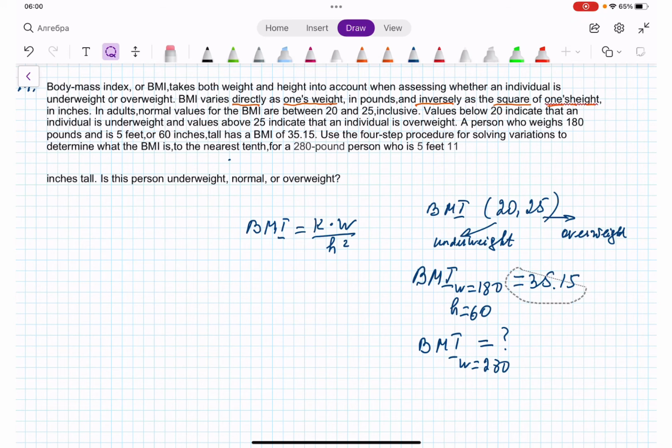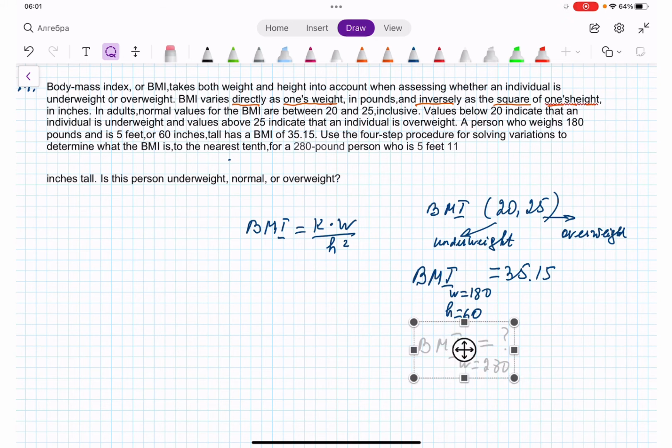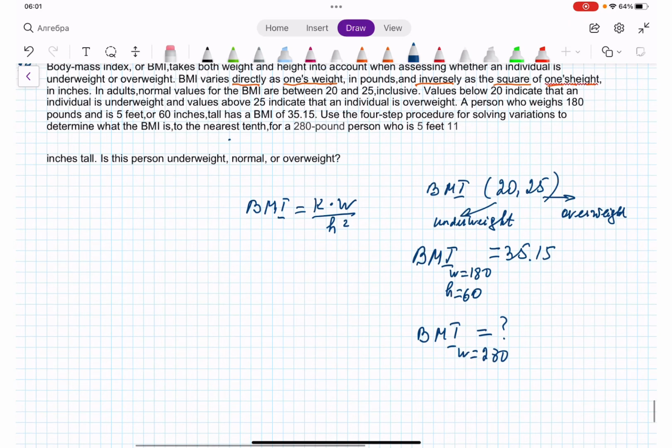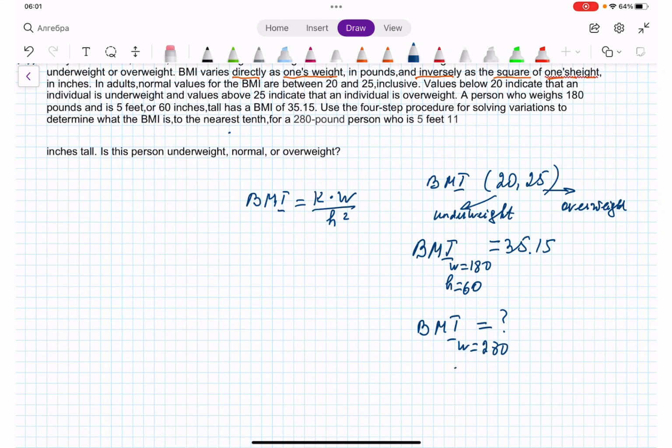Let me move higher right here. Okay, much better. We need to find BMI for the weight of 280, and who is 5 feet 11. 5 feet 11 inches, I'm guessing the word inches is missing here.